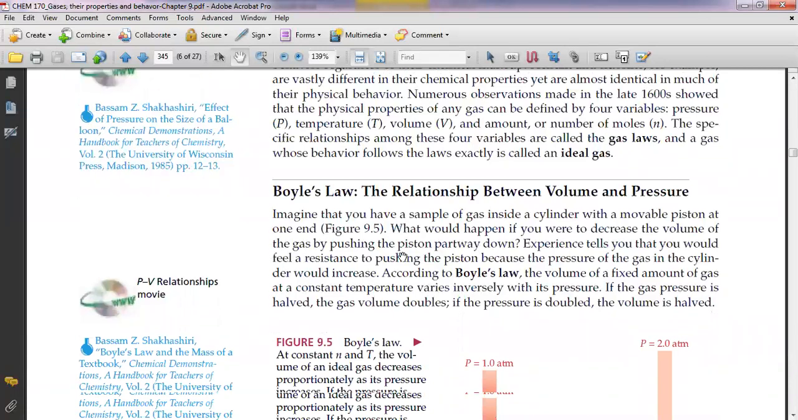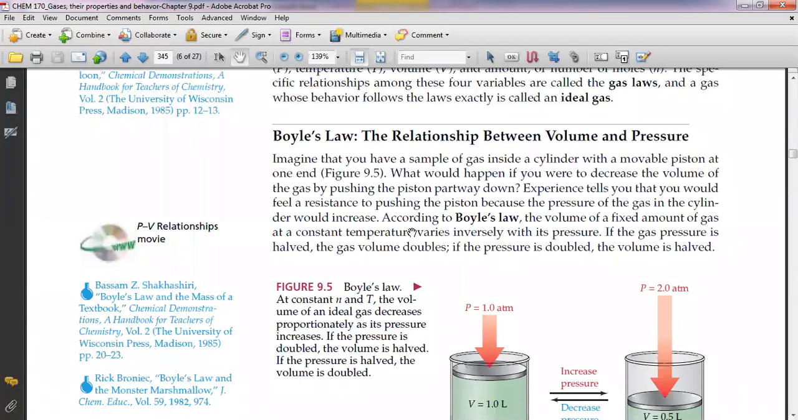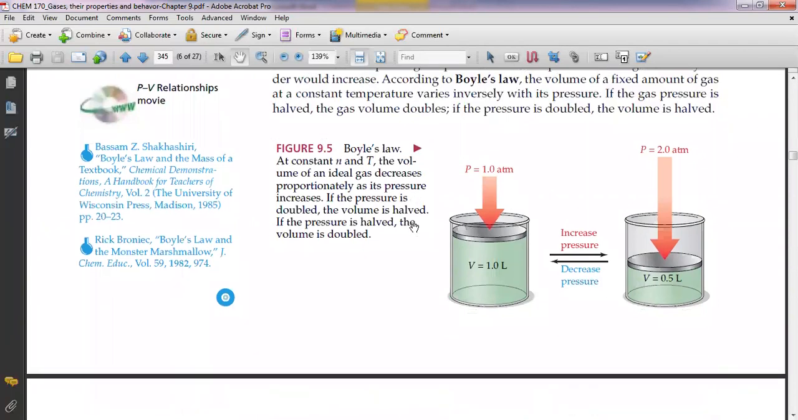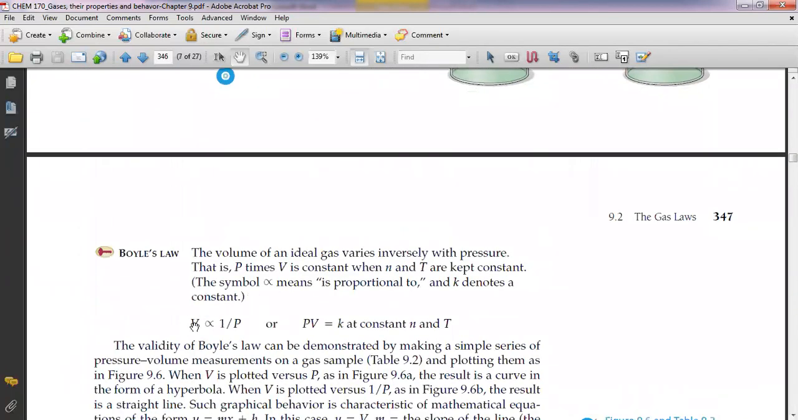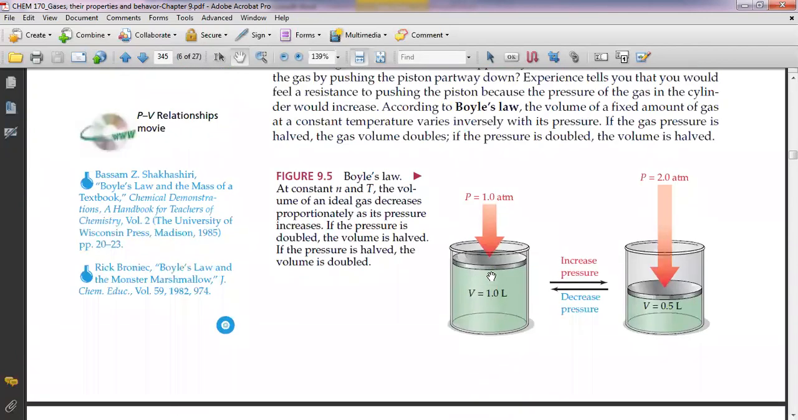So Boyle's Law is, the relationship is very simple. That means the volume is inversely proportional to the pressure, but at constant number of moles and temperature. So this is a very simple relationship and understanding.